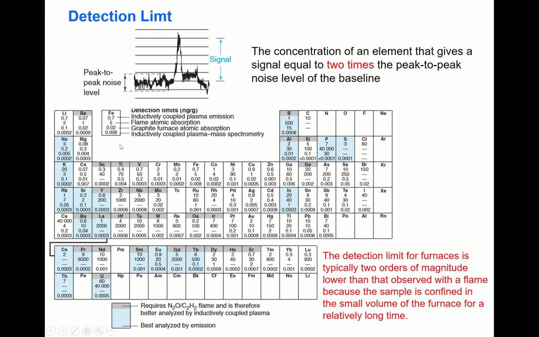But the best one is given by inductively coupled plasma coupled with mass spectrometry. These two independent techniques are combined here. The detection limit for furnaces is typically two orders of magnitude lower than that observed with a flame, this atomic absorption here. Two orders of magnitude better, because the sample is confined in a small volume of the furnace for a relatively long time. That's why.